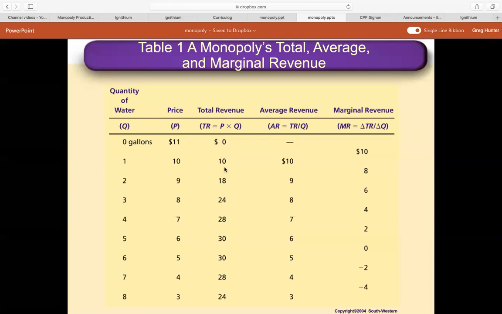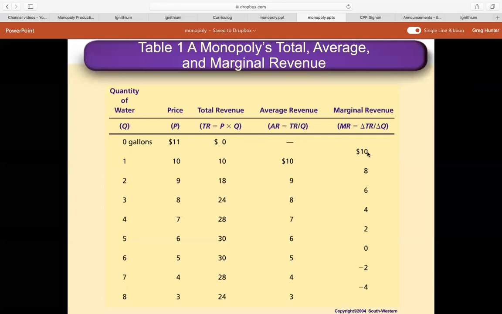Then we can calculate the total revenue by taking the quantity demanded at a particular price. If the seller sold that quantity, they would bring in the associated amount of revenue. Look at a quantity of 2 at a price of 9, the total revenue is 18. At a quantity of 3 at a price of 8, the total revenue would be 24. And for average revenue, if we divide the total revenue by quantity, we just get back the price.